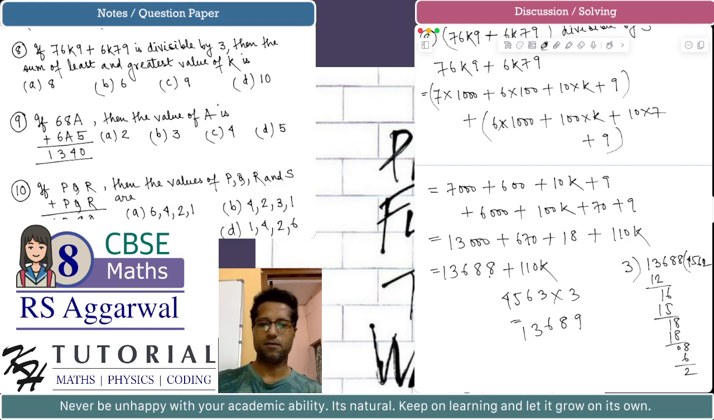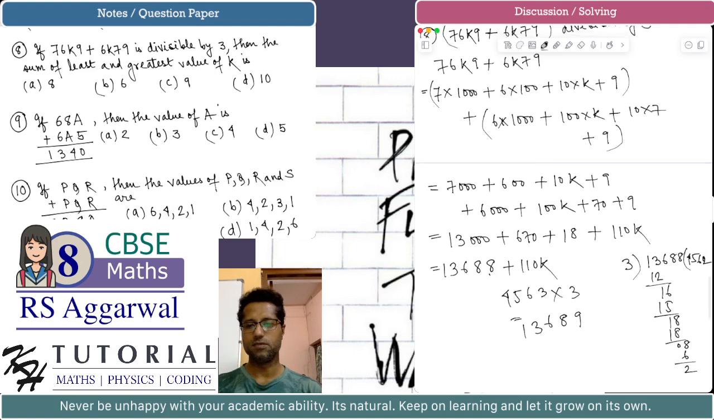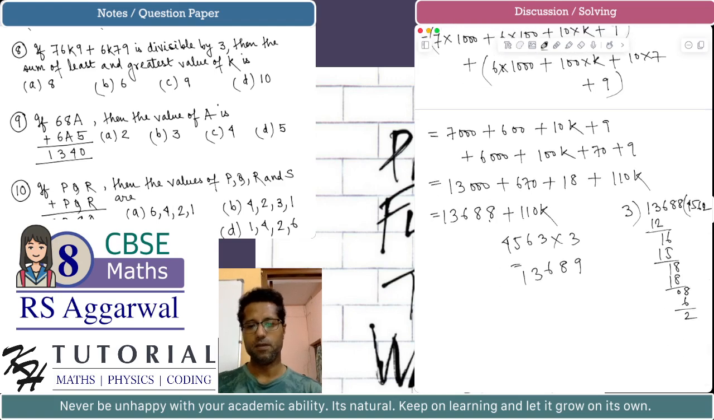So what is the next number after 13,689 which is divisible by 3? That will be 4564 multiplied by 3, which is 13692. So 13688 plus 4. In that case, 110k has to be 4, which cannot be the case.